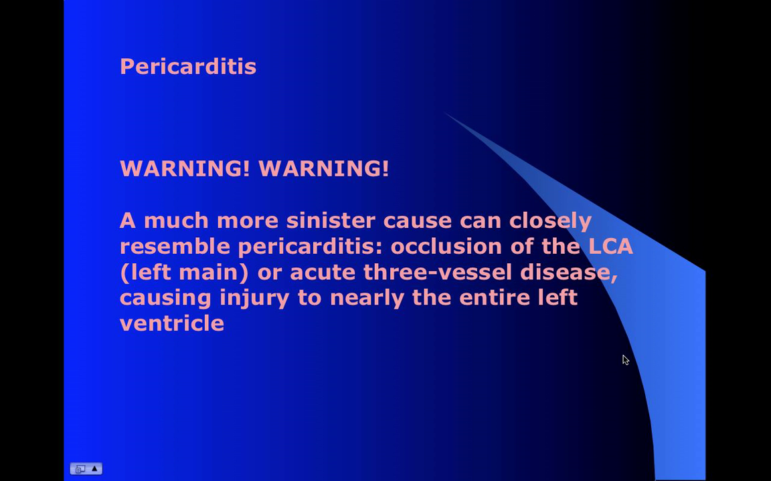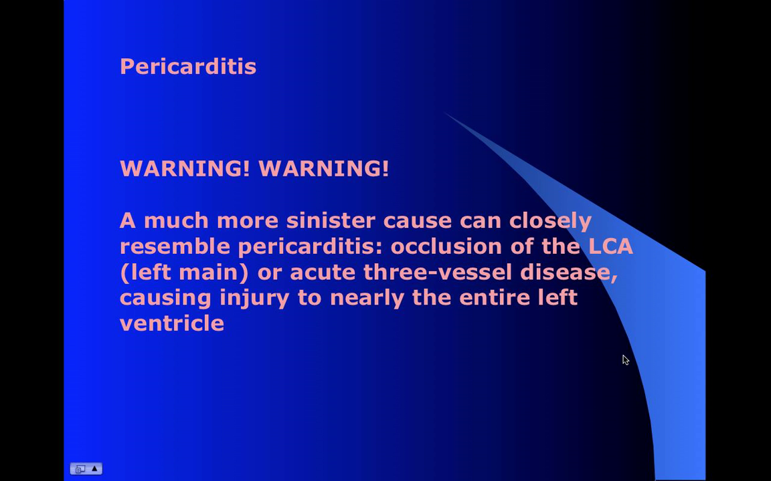Now, I will give one warning here. When you see global diffuse ST elevation like that, you may think pericarditis, you're probably right, but there is one other cause which can produce the same widespread elevation. And that's an occlusion of the left coronary artery, the left main before it bifurcates into the circumflex and the LAD, or acute three-vessel disease, meaning occlusion of really all three of the major arteries with some kind of acute deterioration of that. So in other words, practically the entire left ventricle is injured. That's why we see elevation everywhere.